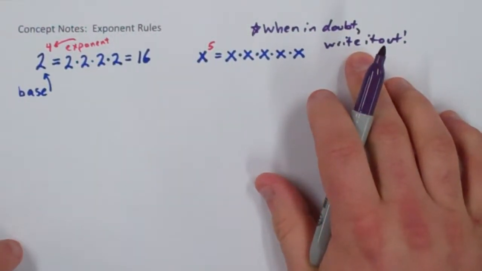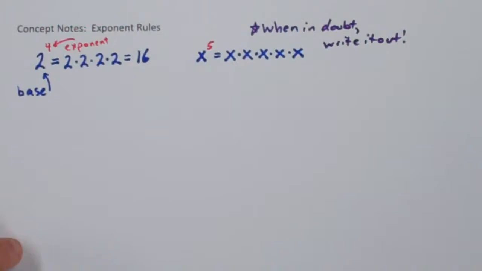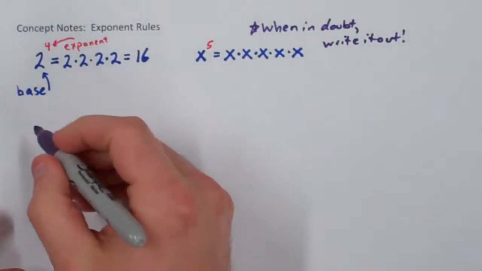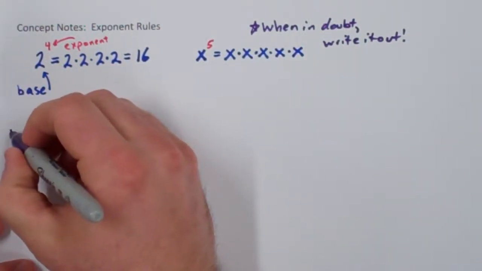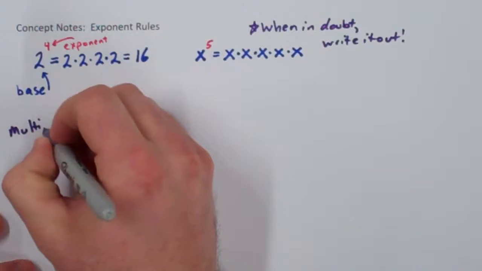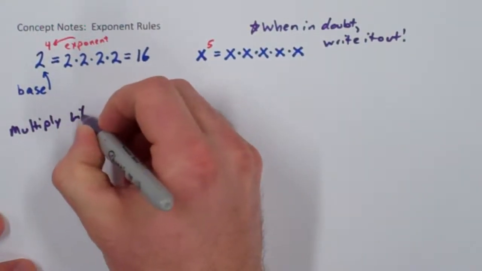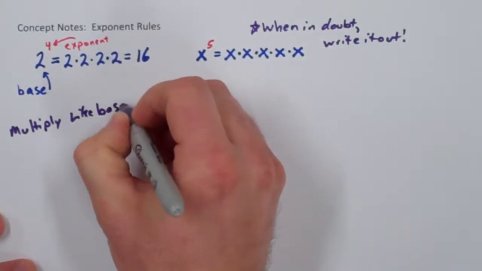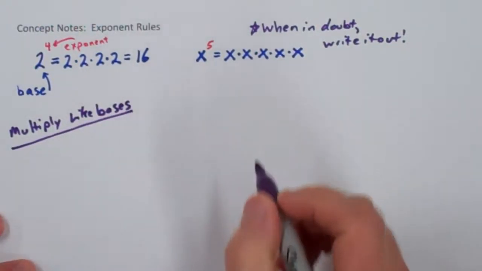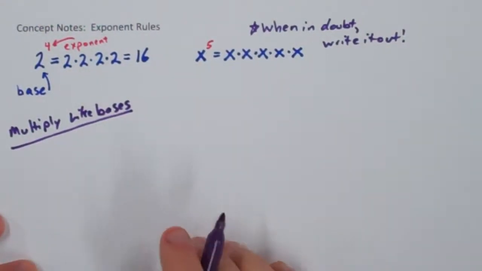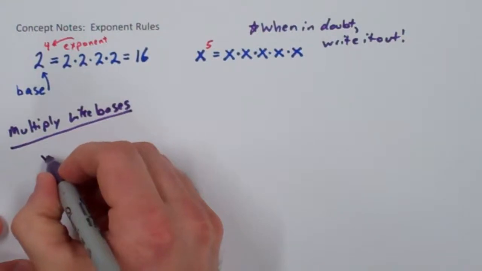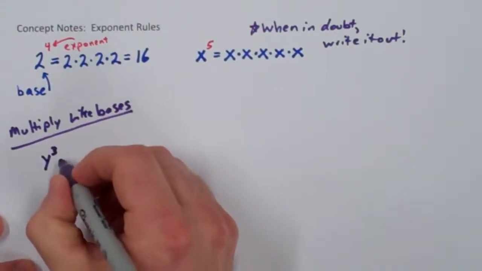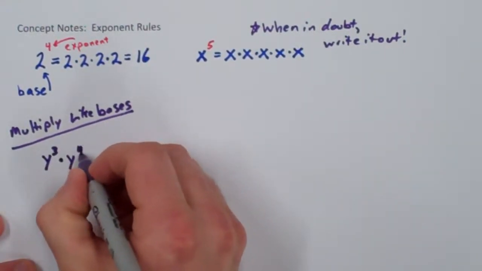You can actually develop the rules that we're going to talk about if you remember this one little concept right here. So let's use that one concept to help us take a look at some of the rules. And the first one we're going to do is we're going to ask ourselves, what happens when we multiply like bases? So with this, you're going to have a setup maybe like this. Maybe you'll have y to the 3rd power times y to the 4th power.